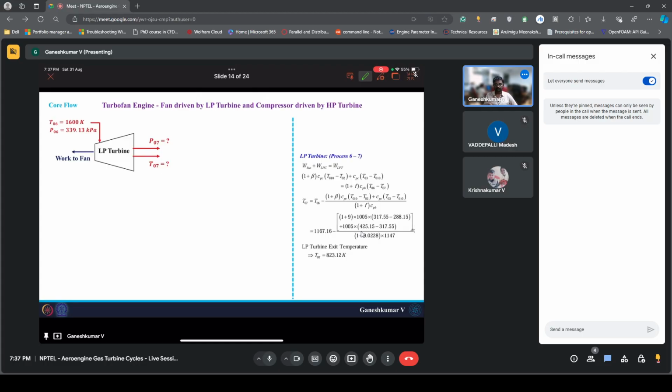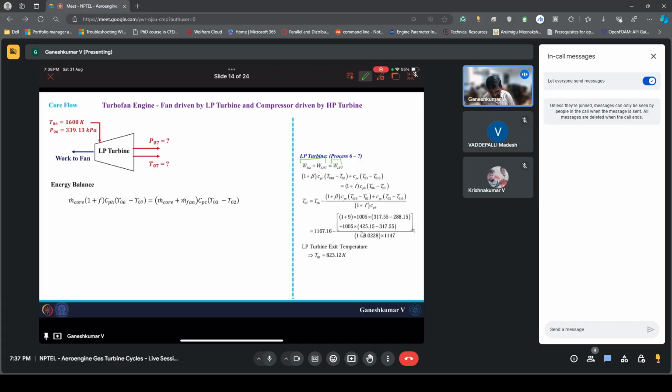Let me move forward with the LP turbine. Now, again, the LP turbine is different. What happens in the LP turbine for configuration 1 was, you can see, the LP turbine was driving both the fan and the LP compressor. Now the LP compressor is already driven by the HP turbine for our case. In fact, there is no LP compressor in our case. It's a single component compressor. Now the LP turbine will be driving only the fan. So that is the energy balance that we have here.